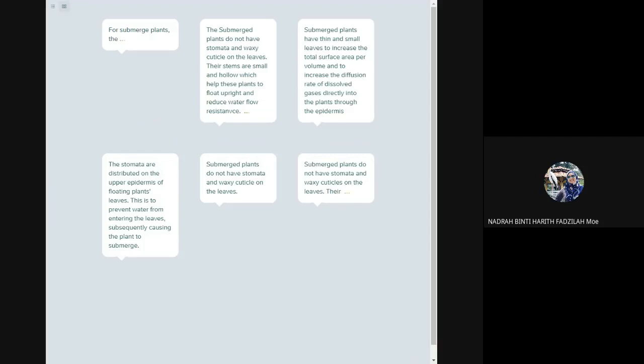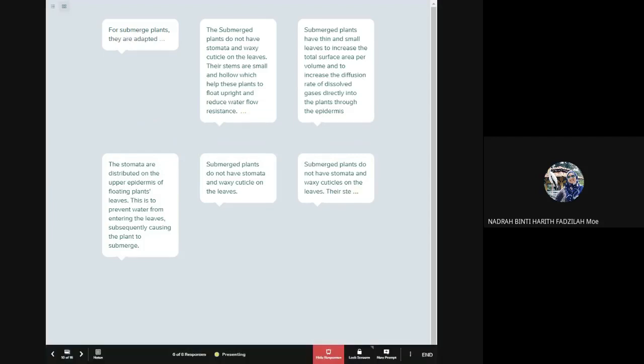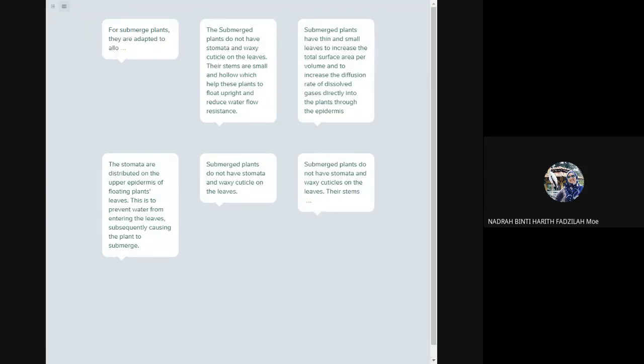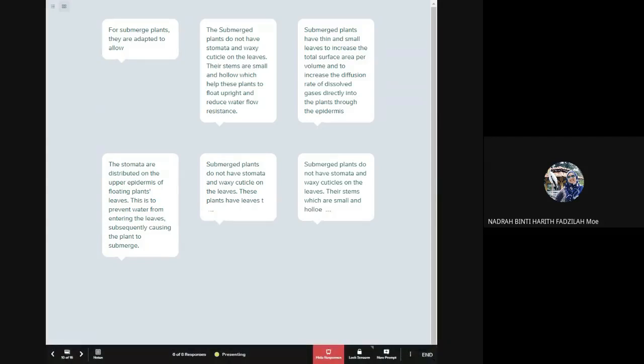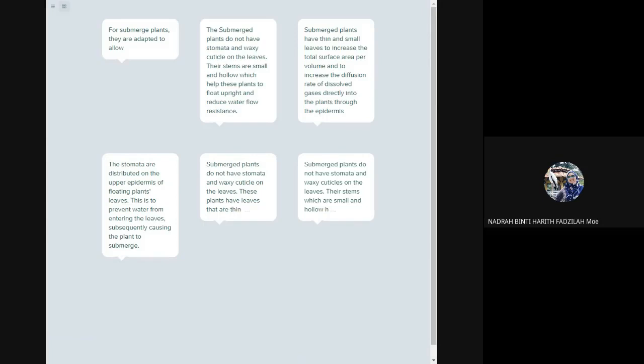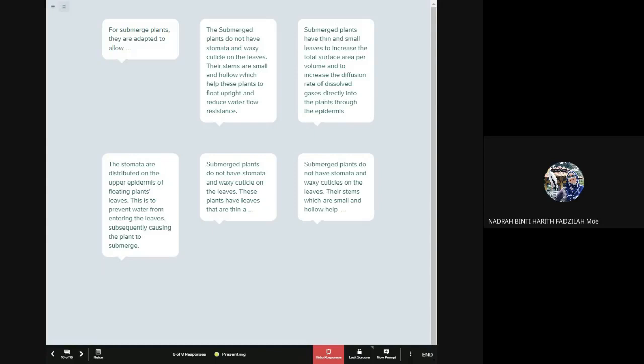Yeah. So when we describe adaptation, kita kena bagi tahu characteristic and function. Okay, characteristic and function. So kalau characteristic and function, most of the time markah dia 2 hingga 3 markah lah. Untuk floating plants pun dia ada satu lagi, nanti saya tambah. Kamu buat untuk submerged plants je dulu.